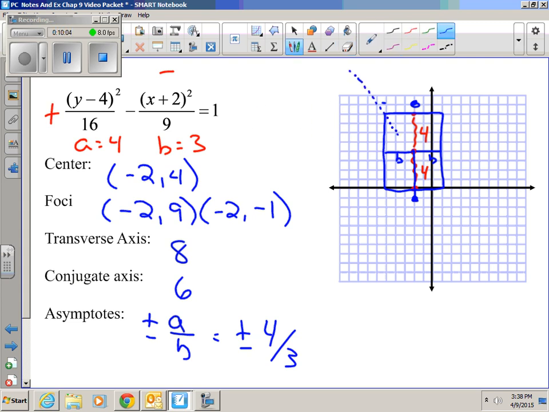My first asymptote. Here's my second asymptote. And now just simply, let's draw in my hyperbola. We'll do that in purple. Starting here at my vertex. Here's the top half of my hyperbola, and here is my bottom half. Notice I'm once again hugging my asymptotes. Alrighty.